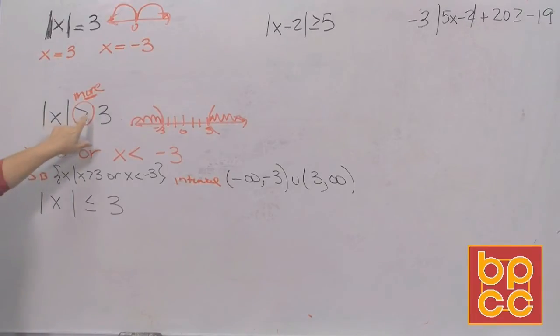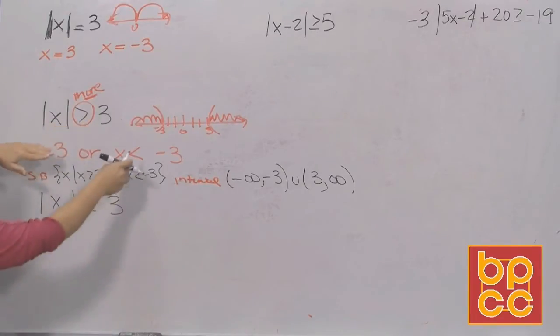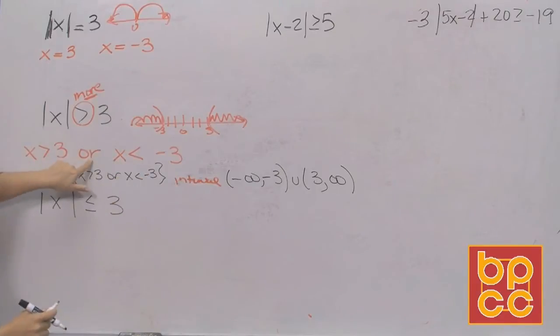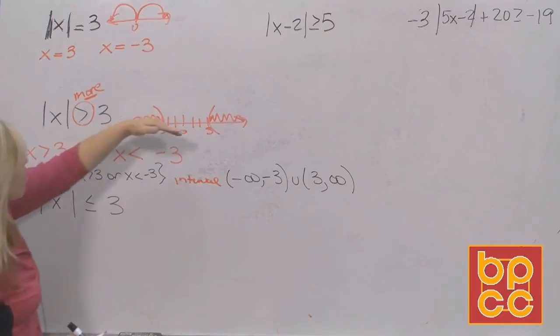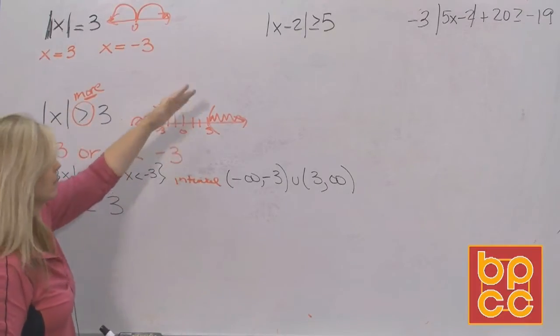An absolute value inequality is still going to break into two. You're going to need a connecting word. You decide it by the symbol. Greater than is more. More means or. Or means I want, when I draw the picture, the union.